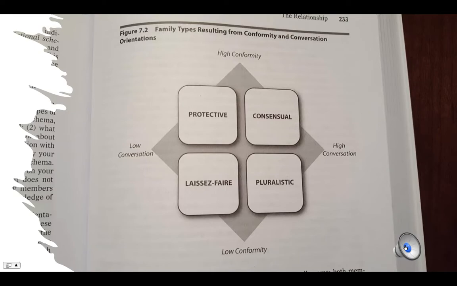So here is the graphic on page 233 that I was hoping everyone could take a look at. If you notice, it's just a pretty simple way of looking at the different types of family schemas, but also noticing the conformities and the types of conversations that these families might have. So let's take a quick look at the protective type of family. They're high conformity but low conversation. And the consensual family, high conformity, high conversation, etc. So this is just a nice graphic to summarize the next couple of points that we'll be talking about.